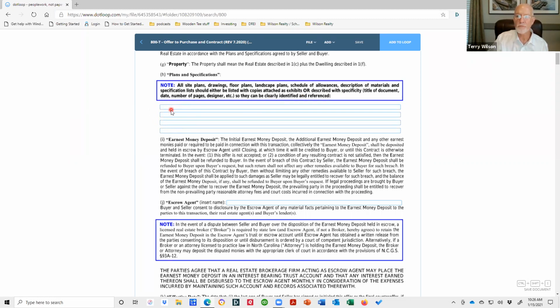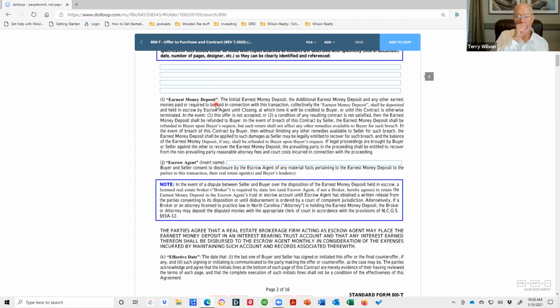Now, if you don't have room to put all that stuff here, which you won't, you can always put in here see attached or see attachment A. And then on your Word document, you'll put in at the top attachment A, so that they know that they're referencing that. Also note, it talks about the designer. So the buyer just can't go get any old designer they want. The builder may have a very specific designer they have to work with.